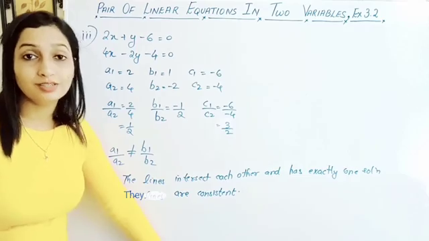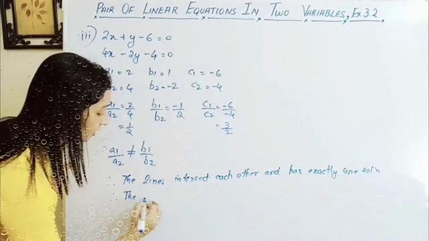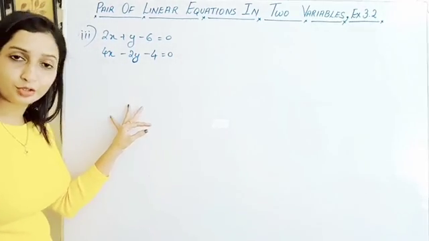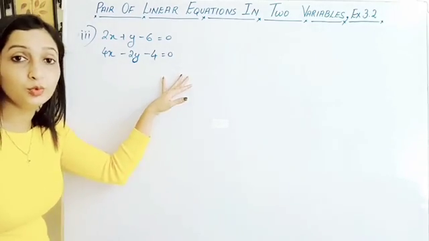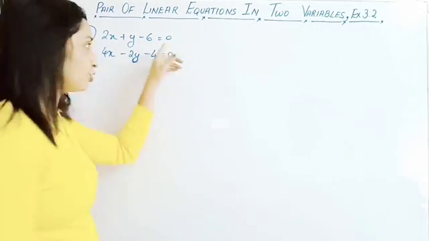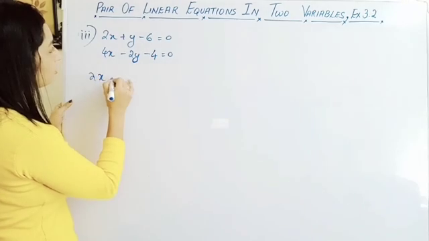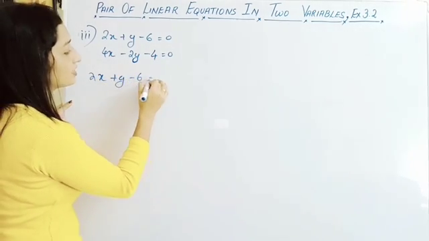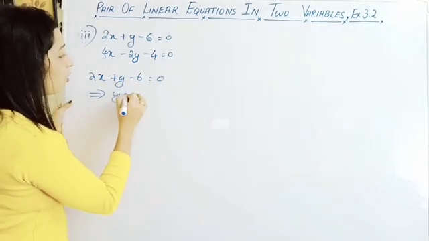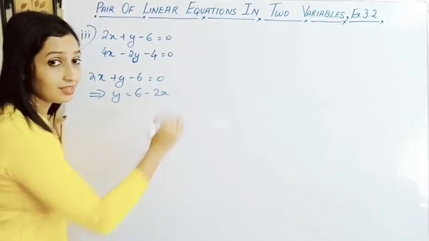So now let's do it graphically. Now we are going to find out the solution graphically. For that, first what should we do? We need to derive the solution set. So let's write down our first equation, which is 2x plus y minus 6 equals 0, which implies y equals 6 minus 2x.